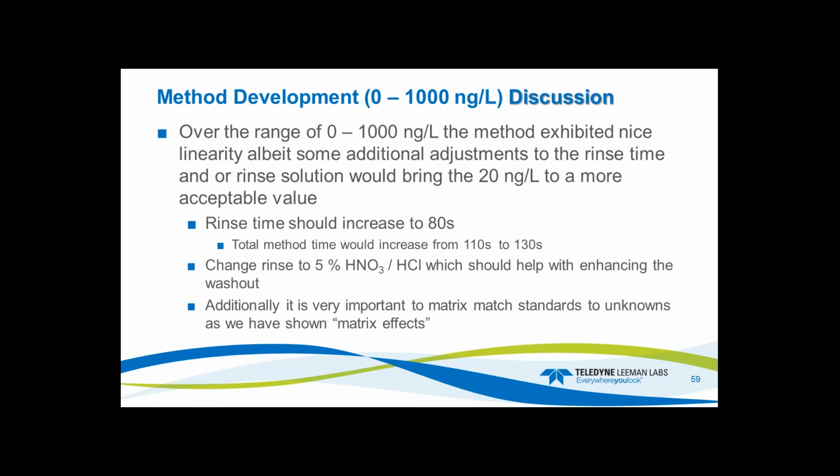We could change the rinse to a 5% nitric HCl, which might or should enhance the washout. Additionally, it's very important when you do this to matrix match those standards to the unknown, because the matrix does have an effect and it will change the kinetics within the system. So always matrix match standards when you're doing the method development. In my case, I'm just running a simple matrix of hydrochloric acid for development purposes here and to show you what's happening.